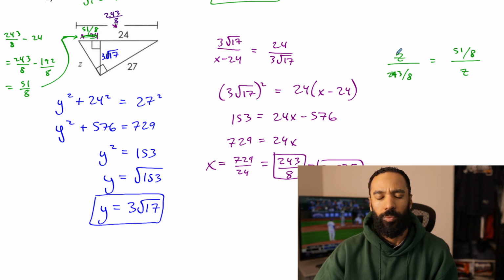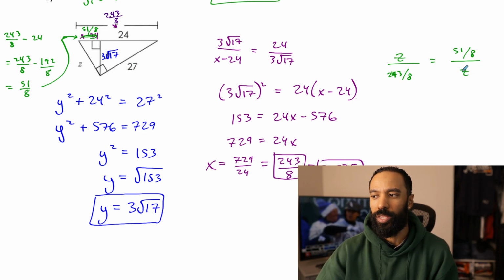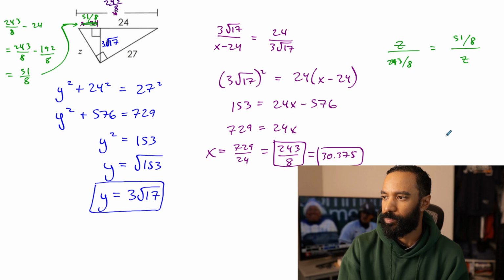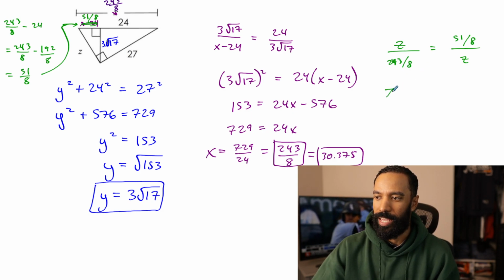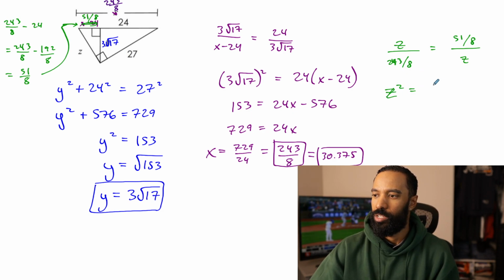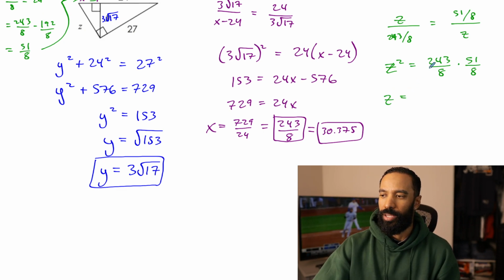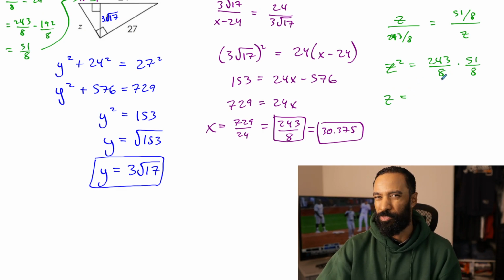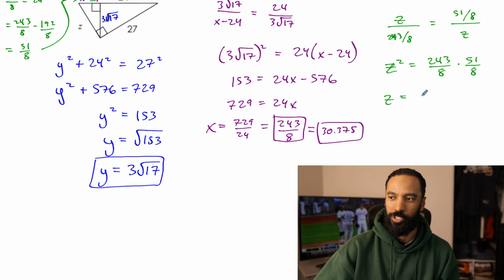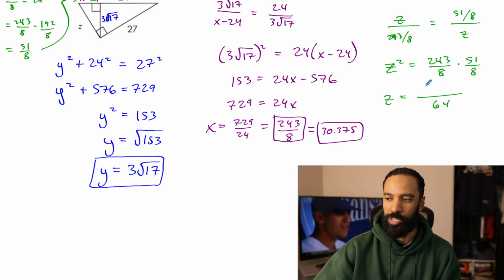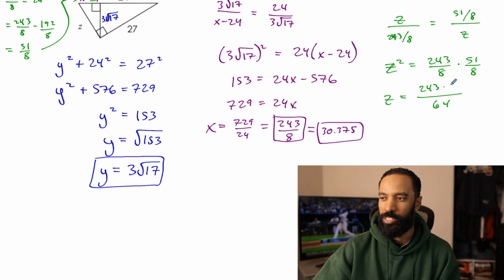Wait, no. Short leg of the big. Z, short leg of the big. All right, when I cross multiply, I'm going to get z squared equals 243 over 8 times 51 over 8. Now, I have to take the square root at some point. I don't know if I want to do 243 times 51, though. I need to see if there's something else I can do better. The good thing is I know 64 is on the bottom. So let's just keep it like that for a moment. I have some thoughts, but I want to see where I go with it.